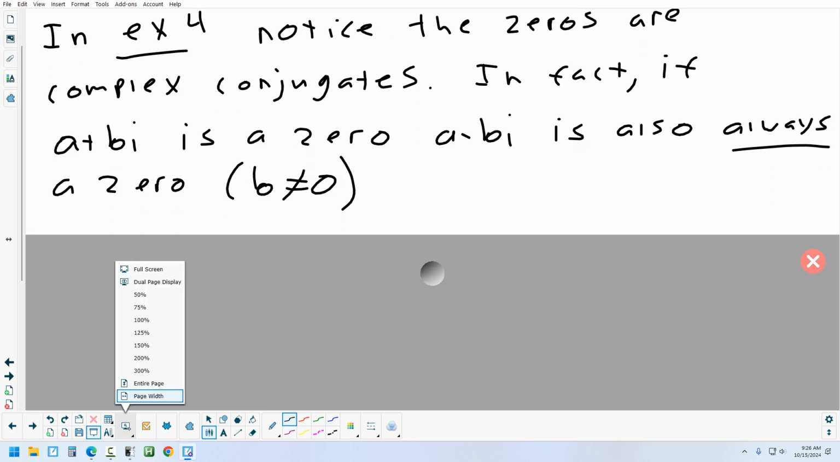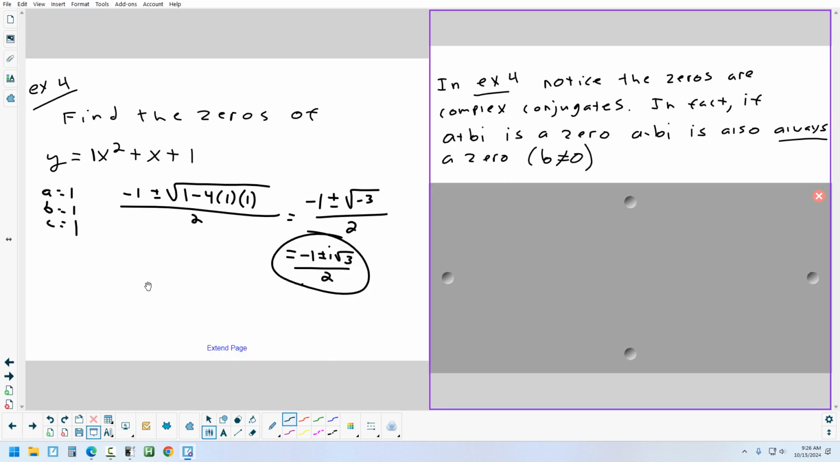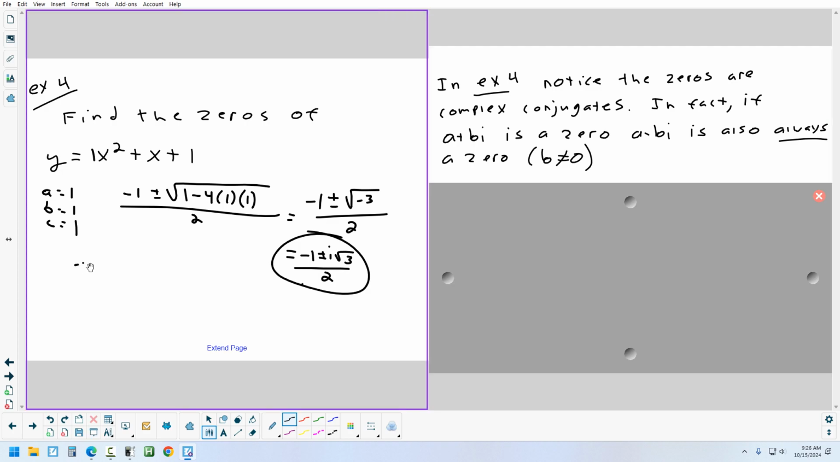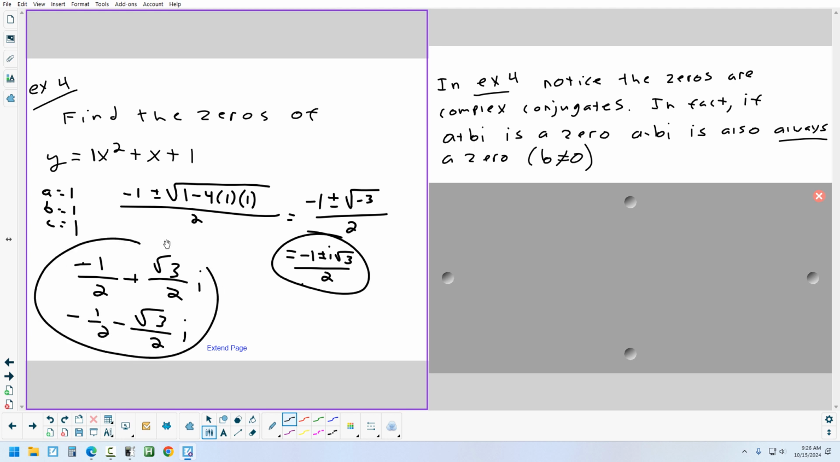So notice if we go back to this problem, your two answers were negative 1 plus, and if I write it in standard form, you'd have negative 1/2 plus root 3 over 2 i. That's the first answer. And negative 1/2 minus root 3 over 2 i. That's what your answers look like in standard form. I didn't say to find the answers in standard form, so I would accept what we had originally. But look at these two numbers: negative 1/2 plus root 3 over 2 i, negative 1/2 minus root 3 over 2 i.